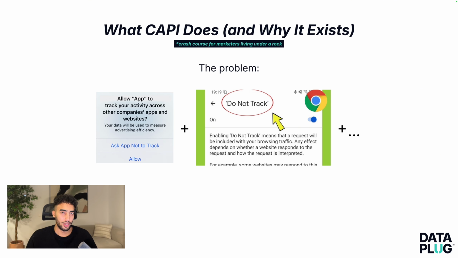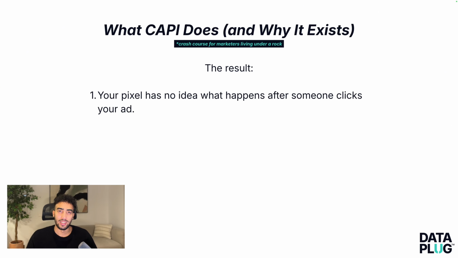But the problem is about 4 years ago, Apple made an update where users had to opt in and allow being tracked, and every other company followed, every other browser followed. So if someone downloads Instagram right now, like downloads it again on their device, the first thing they'll have is they will ask them if they want to be tracked or not. And if they click no, whenever someone clicks on your ad and goes to your funnel, your pixel has no idea what happens after someone clicked.